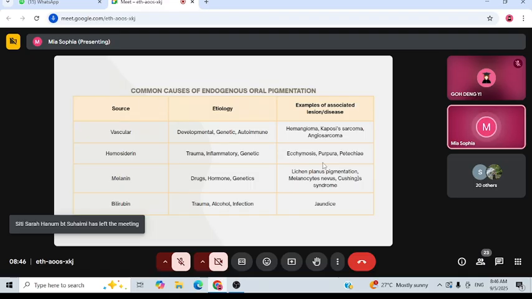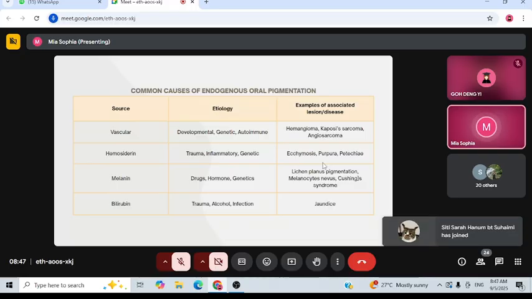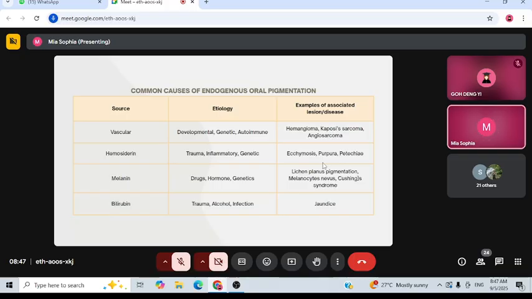Then we have melanin. It is influenced by hormones, genetics, and even certain medications. Conditions like melanocytic nevus, lichen planus pigmentation, and Cushing syndrome fall under this category. And finally, bilirubin. This comes into play when there is liver dysfunction or trauma that leads to elevated bilirubin levels in the blood. This results in a yellowish discoloration, commonly known as jaundice.